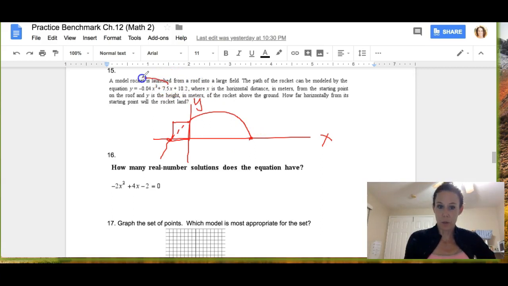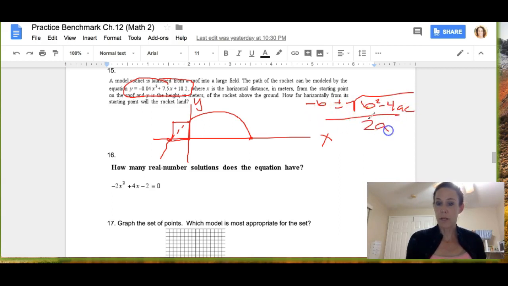Now looking at this equation, it's not going to factor super easy. Look at those values. So I would use the quadratic formula. So let's go ahead and do that. Remember, the quadratic formula is negative b plus or minus square root of b squared minus 4ac all over 2a.